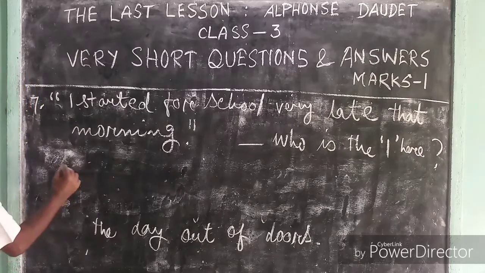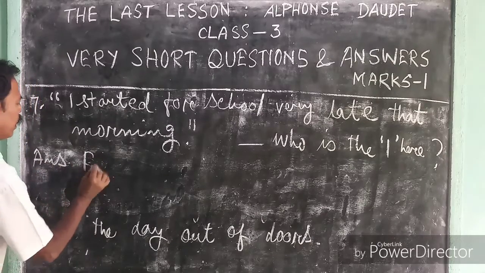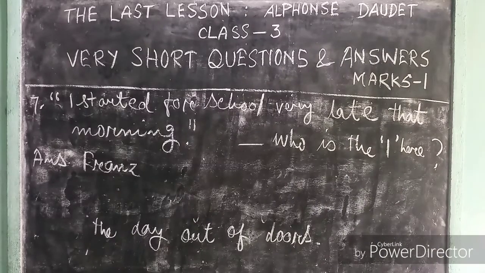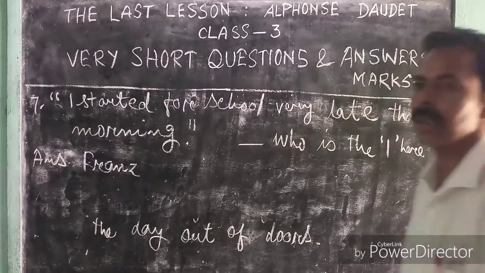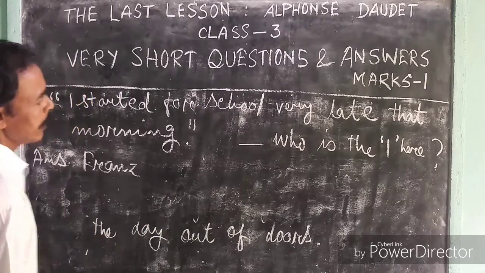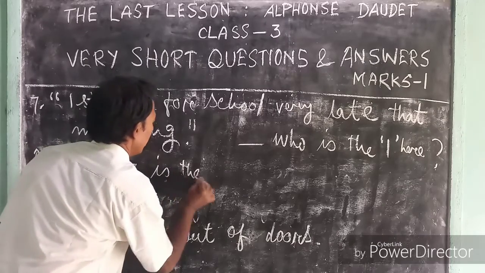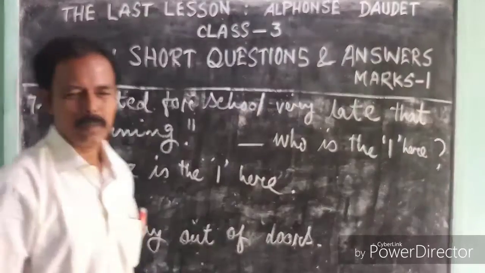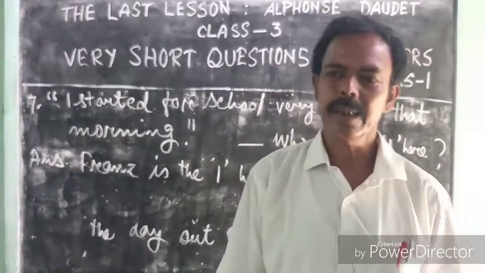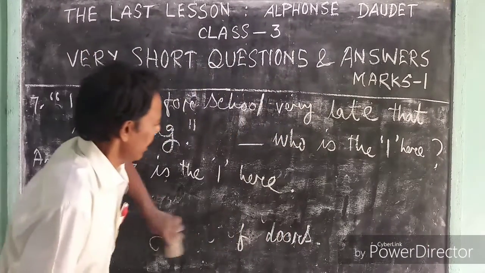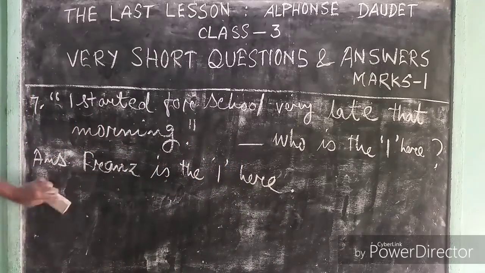Who is the I here? Everyone of us knows that the child character of the short story is none other than Franz. Henceforth, I indicates Franz. Who is the I here? Franz is the I here. In a very short question for 1 mark, we do not have any necessity to explain it. Rather, we have to only point out who, what, when, whose, etc., the questioning word. It is not needed to be elaborated.